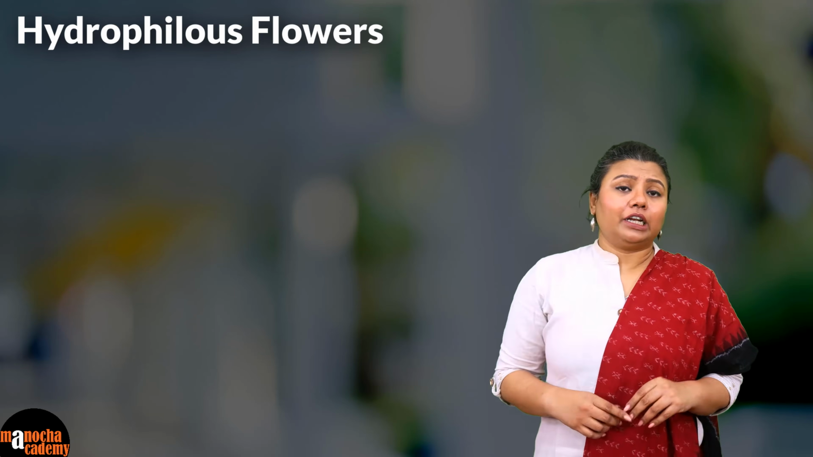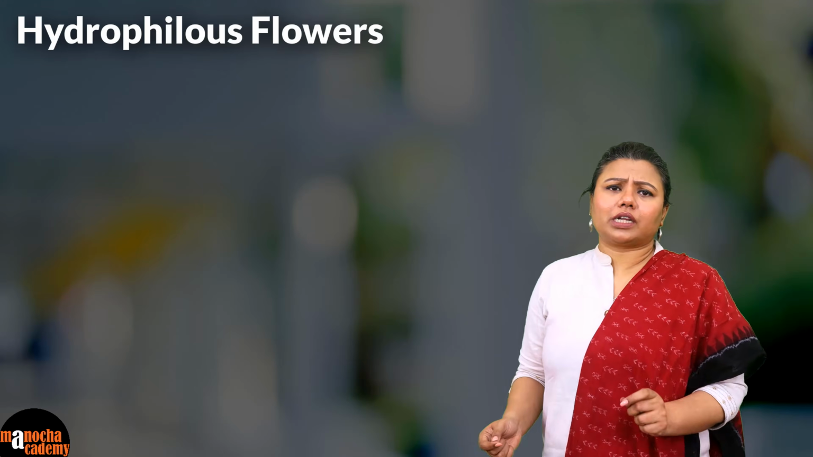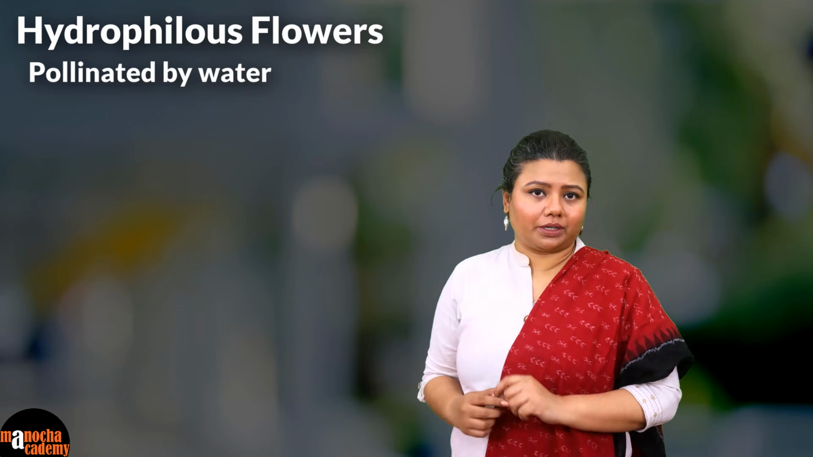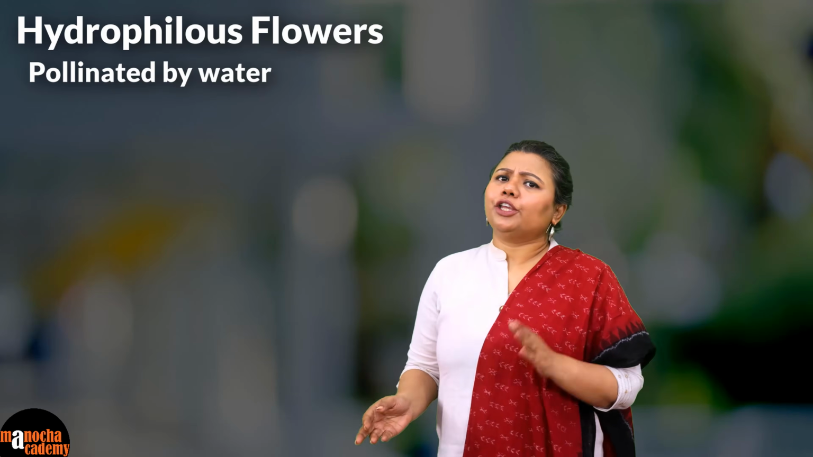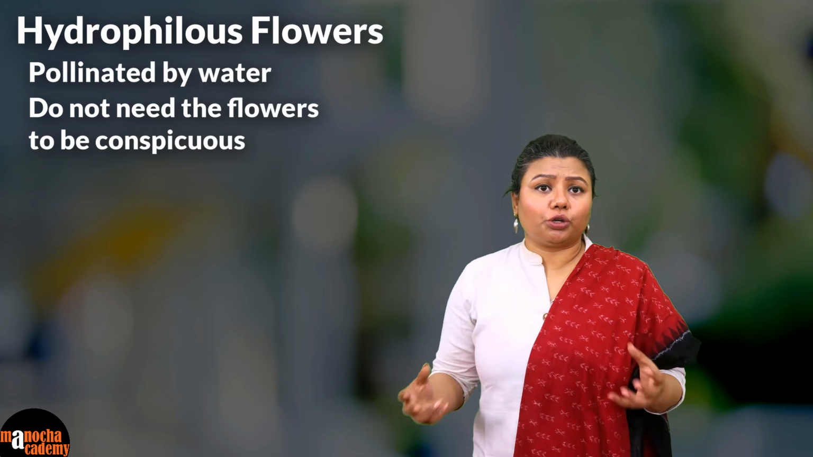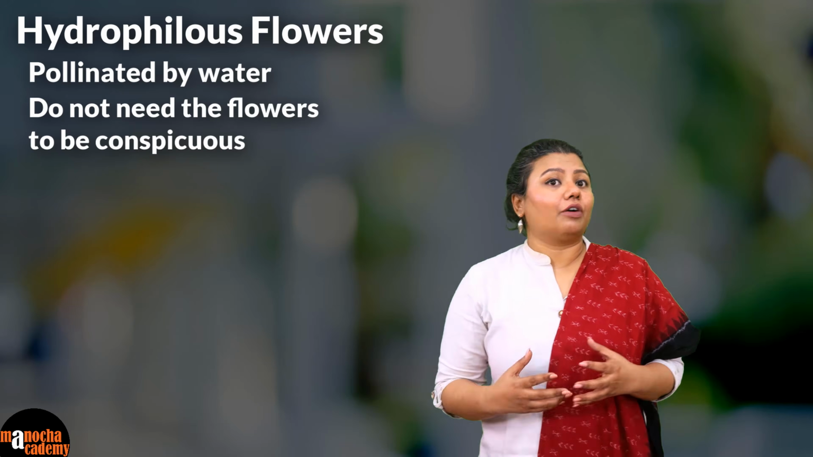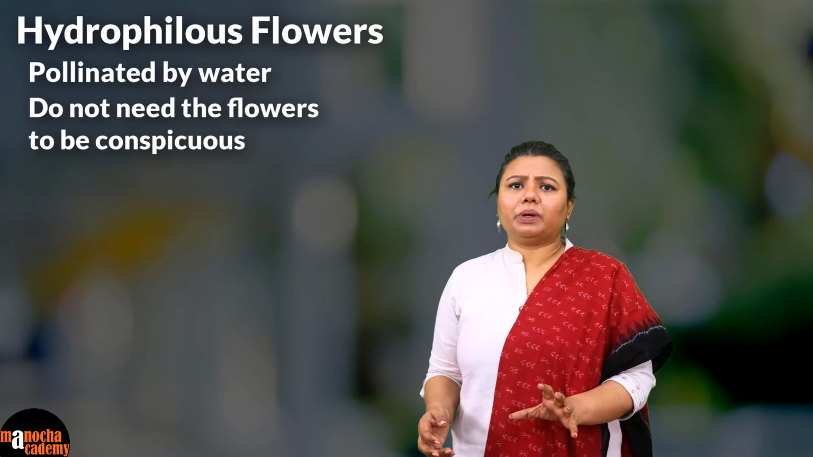The next group of flower that we will talk about are the hydrophilous flowers. Now the name tells you, hydro meaning water, that these flowers are pollinated by water. Again, since it is not pollinated by an insect, you do not need the flower to be conspicuous, showy or containing a lot of nectar or odor. So these flowers are small, inconspicuous.